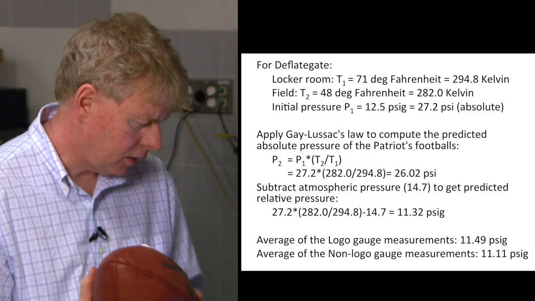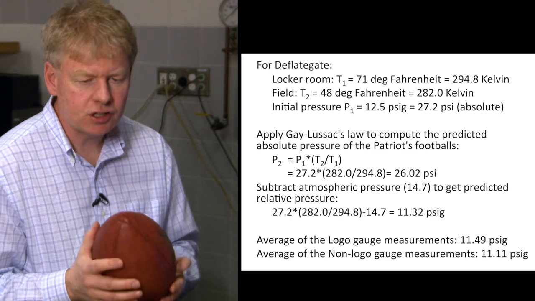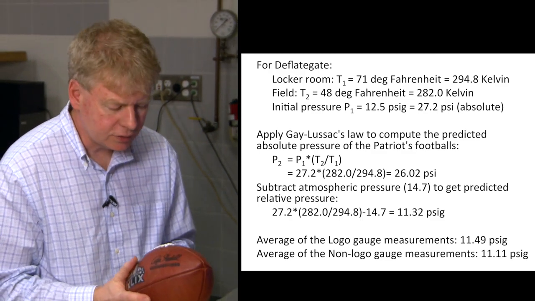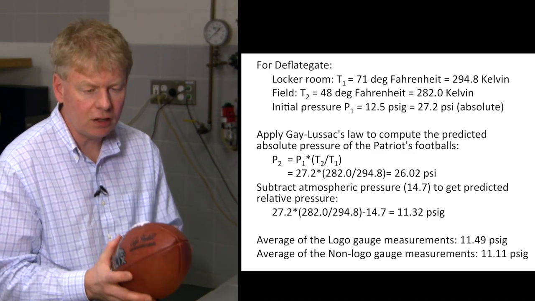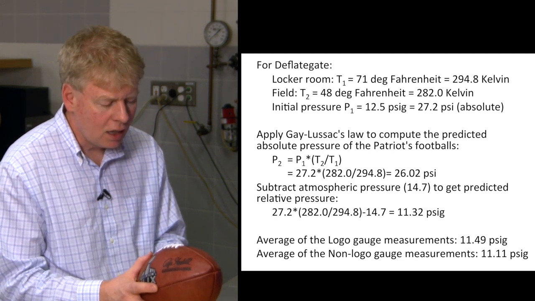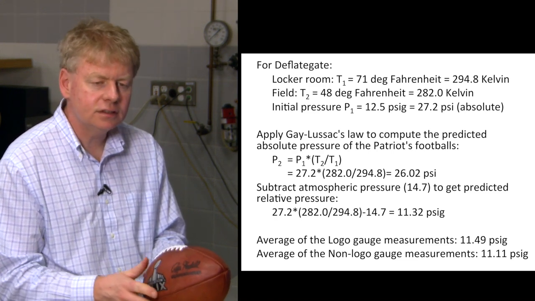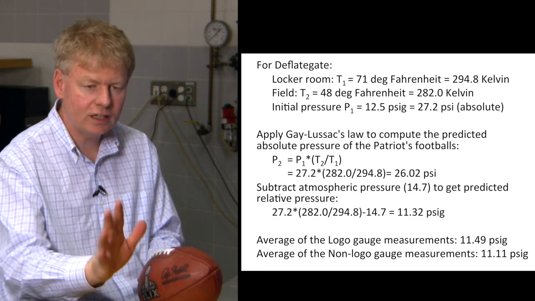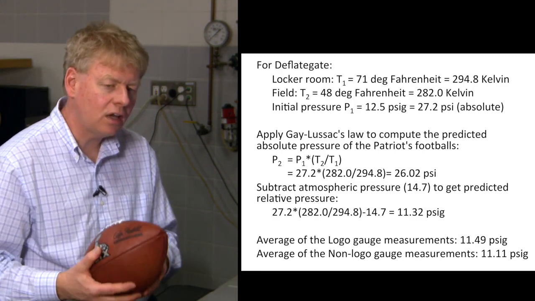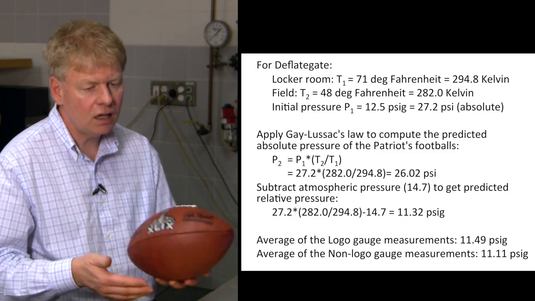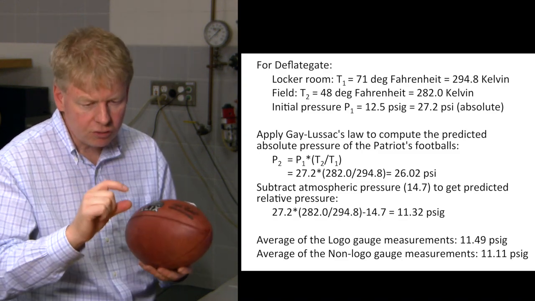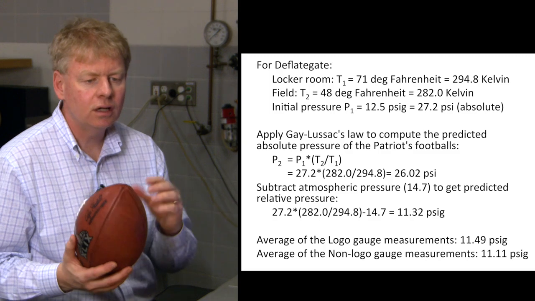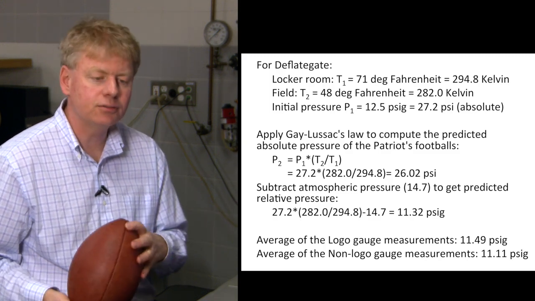we use the other measurements, the measurements from the non-logo gauge. Now, this was a source of some controversy if you follow this Deflategate matter closely. The league's consultants found that the referee must have used a non-logo gauge. I don't want to get too much into it here, but if you use the non-logo gauge, you will see a bigger increment, a bigger potential increment, a bigger difference between the prediction and the observation.